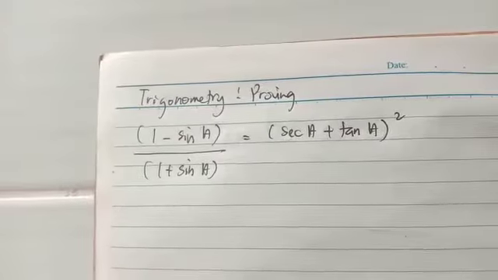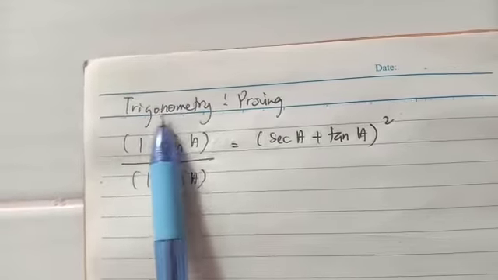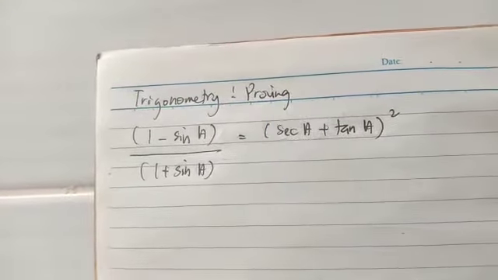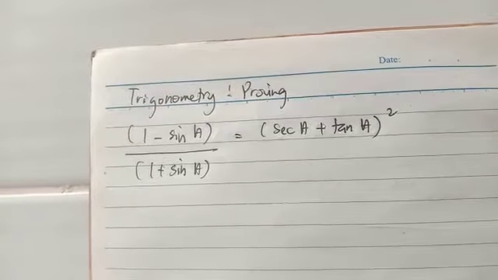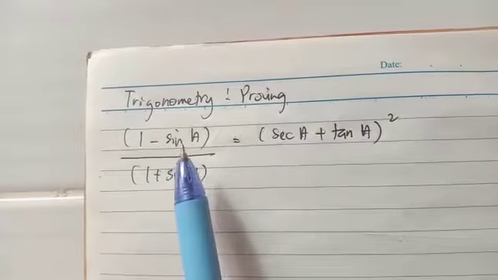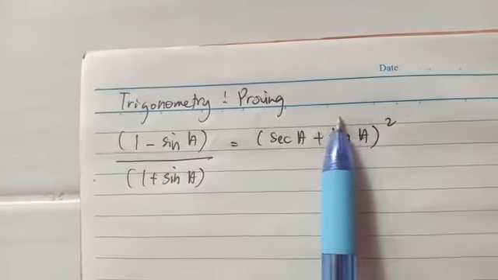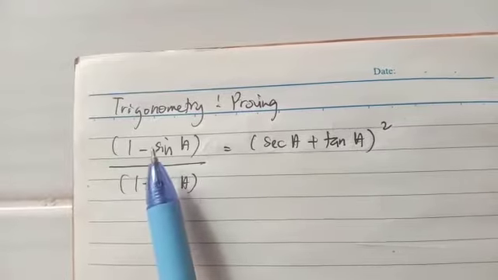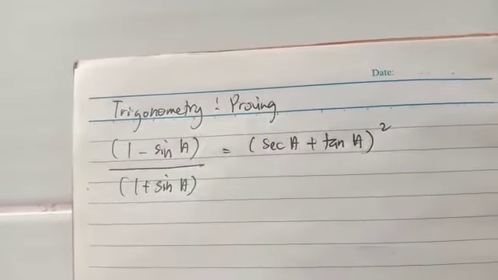Hi guys, today we're going to continue our topic on trigonometry, but today we're going to do proving. I have provided a question about how you prove that the left hand side is equal to the right hand side. So you have the sign of equal here.